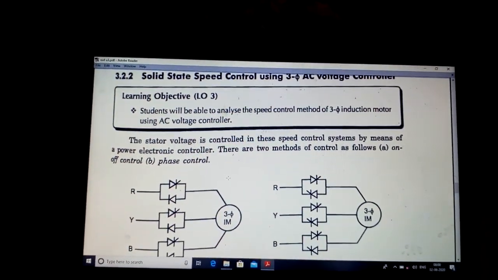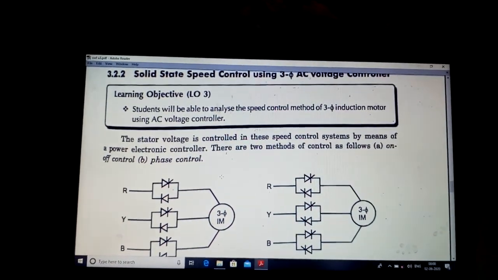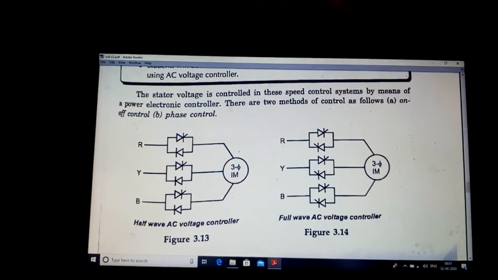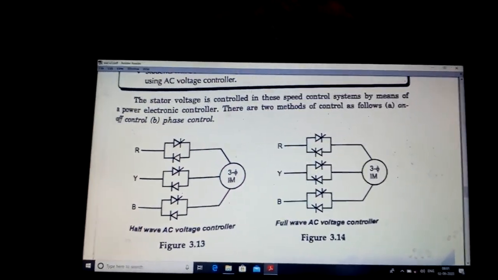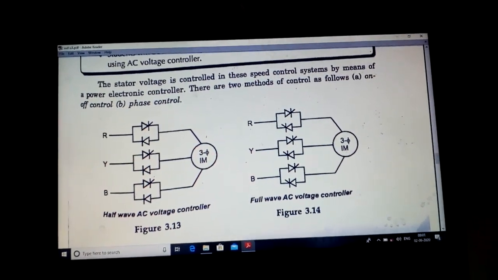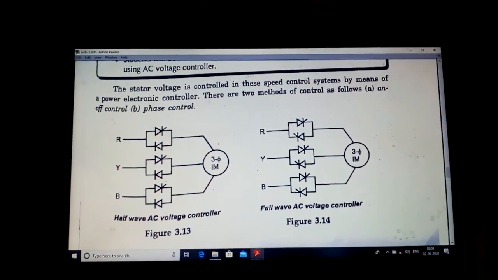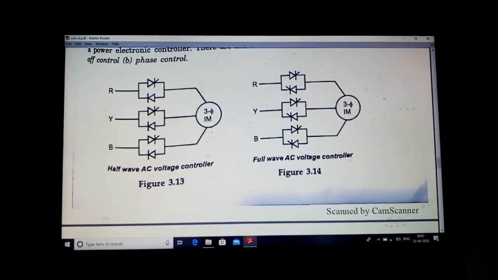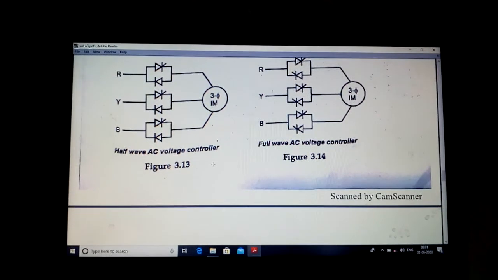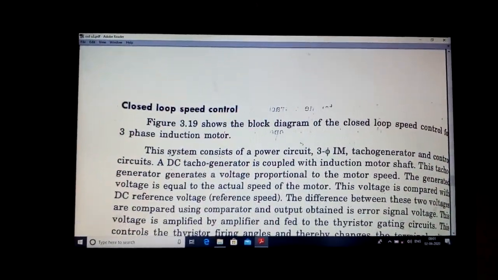Next, solid state speed control using 3-phase AC voltage controller. In solid state drive controller, there will be a half wave AC voltage controller and a full wave AC voltage controller. So by using thyristors, we are going to control the speed of the motor.